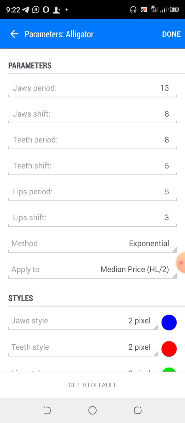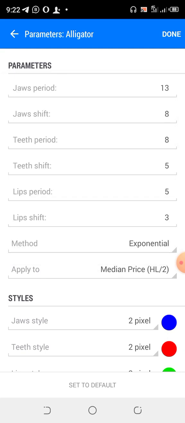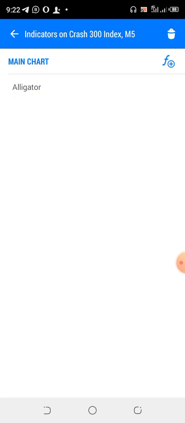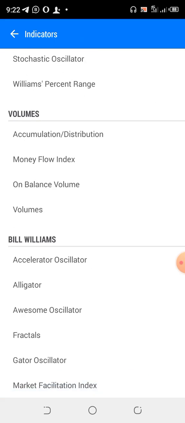The settings are 13, 8, 5, 5, 3. So the median price, because it is the same person that works this thing, you work it with median price. So changing it or closing it will affect the movement of the market. I mean, the way you apply it matters. So leave this median price the way it's supposed to be, HL2. So that is the first one. Then there is something else you need to add. You need to add fractals.